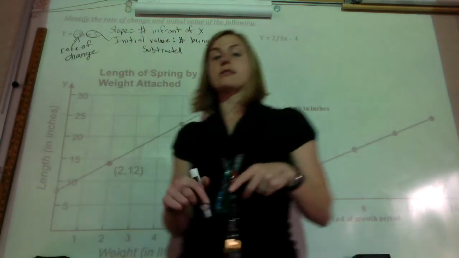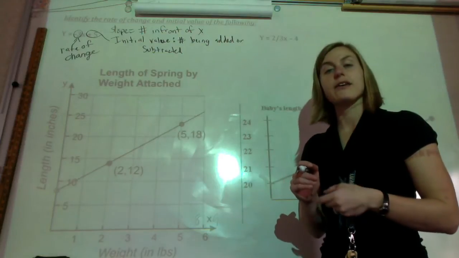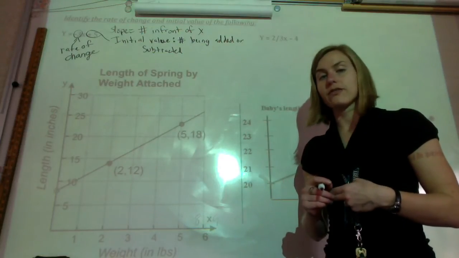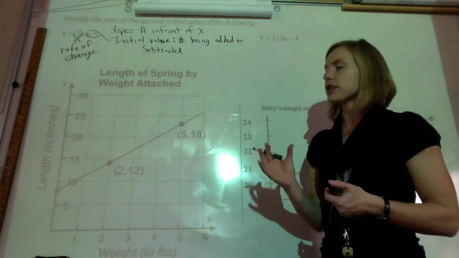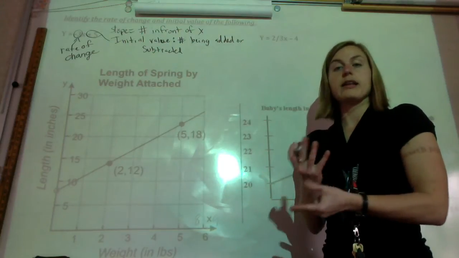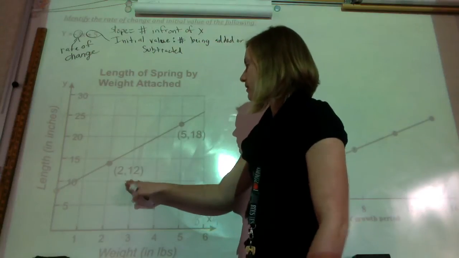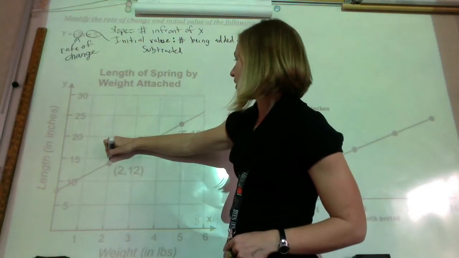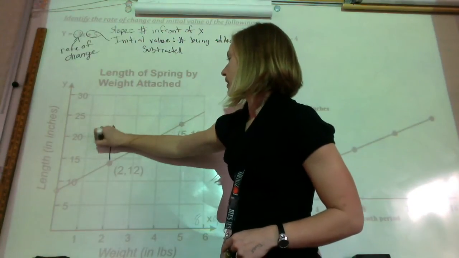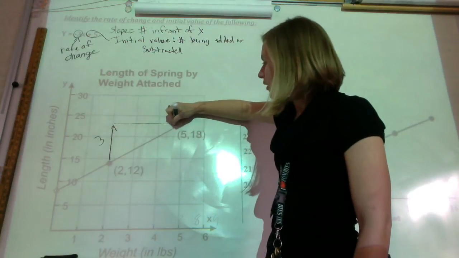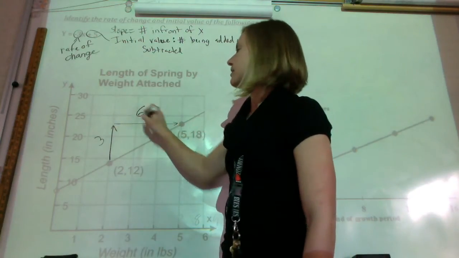Let's take a look at some graphs. Let's see if we can identify the rate of change and the initial value. Now, the rate of change is essentially the slope, right? It's the up and over. So we're given 2 points. So we can see that we go up 3, and we're going over from 12 to 18, which is 6.